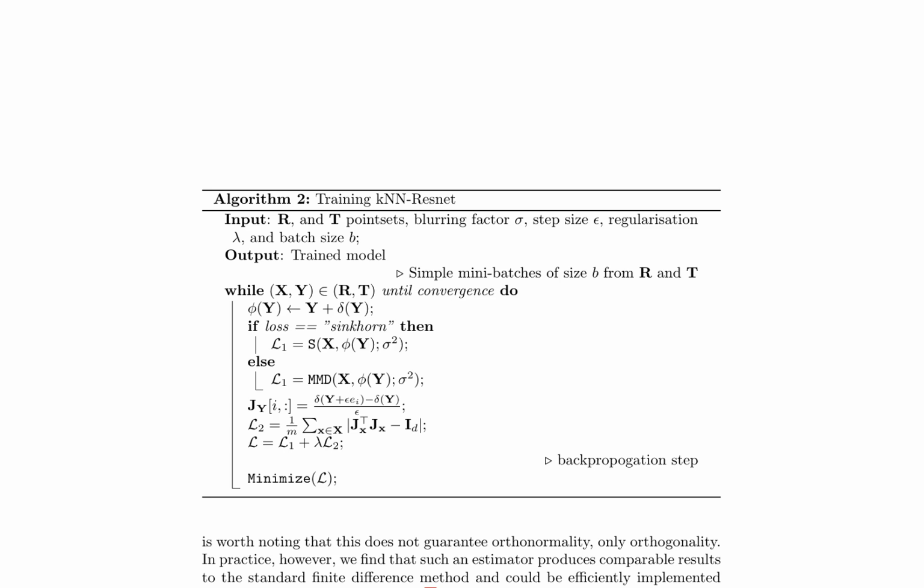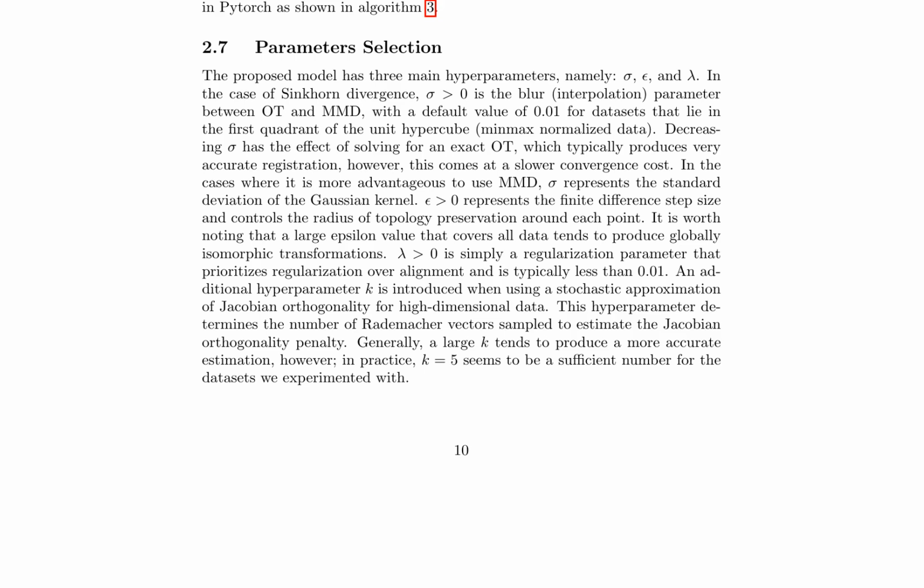Although this approach does not guarantee orthonormality, it produces comparable results to the standard finite difference method and can be efficiently implemented in PyTorch. The proposed model has three main hyperparameters, sigma, E, and lambda. The blurring factor sigma controls the trade-off between optimal transport, OT, and MMD, with smaller values resulting in an exact OT solution but slower convergence. The step size E controls the radius of topology preservation around each point, with larger values producing globally isomorphic transformations. The regularization parameter lambda prioritizes regularization over alignment and is typically set to a small value.